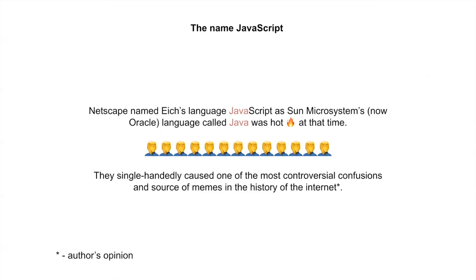It was growing exponentially, so everyone was into Java. So Netscape said, hey, yeah, let's do the marketing thing. Why not? We're business people. Let's just name this new language JavaScript after Java. And that just single-handedly broke the internet for the upcoming decades. The number of memes and controversies that came from this are just countless. So that's basically how the name JavaScript was assigned to the language.